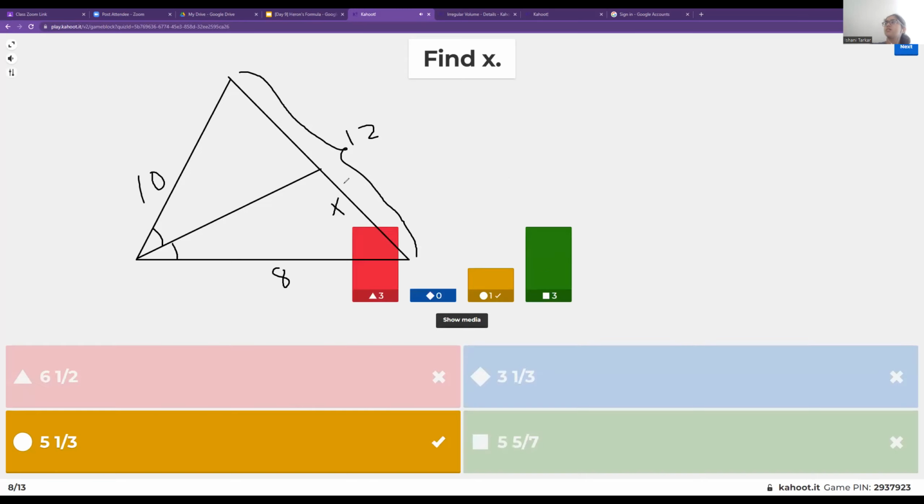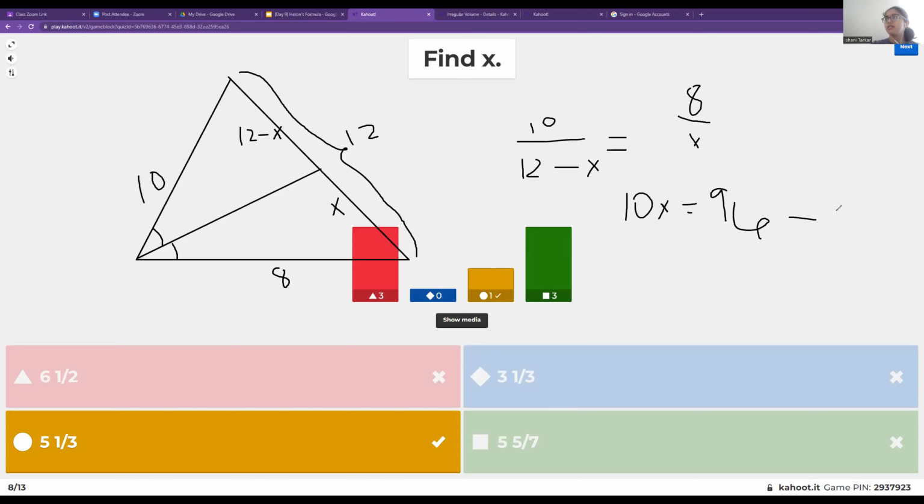Okay, so half of you got it right, half of you didn't. So remember, we'd use 12 minus x for this length, right? Because this entire length is 12 and this length is x. So we would get 10 over 12 minus x is equal to 8 over x, right? And then we'd multiply both sides by x and then multiply both sides by 12 minus x. And we would get 10x is equal to 96 minus 8x, right?